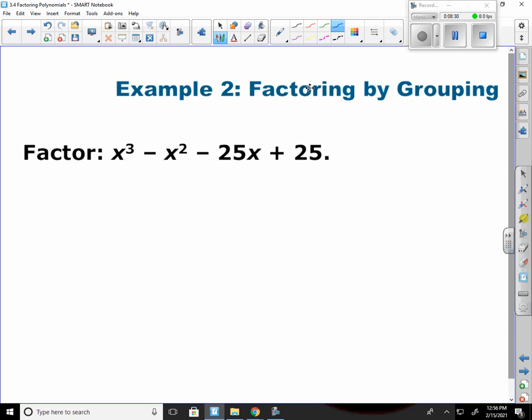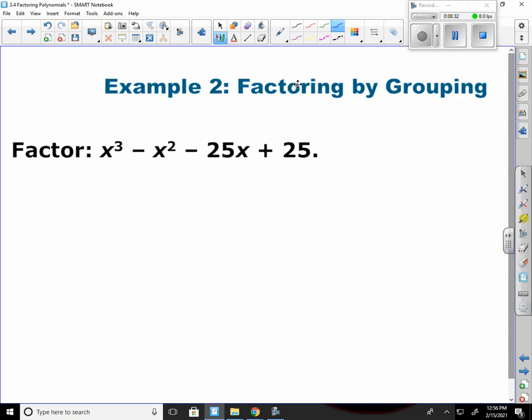All right, example 2 is going to take me into factor by grouping. So factor by grouping is just that. I have 4 terms here. I'm going to group the first 2 together, and then I'm going to group the second 2 together. And I can group this negative with the back terms as well.